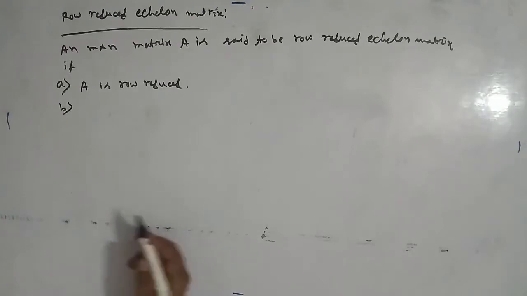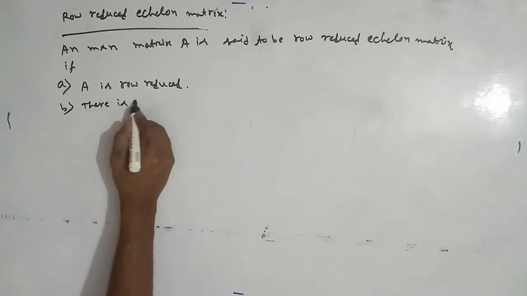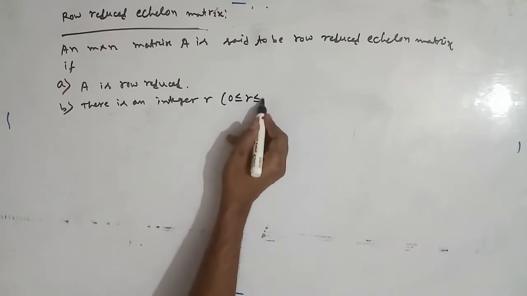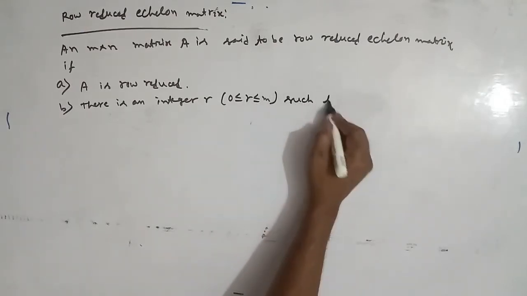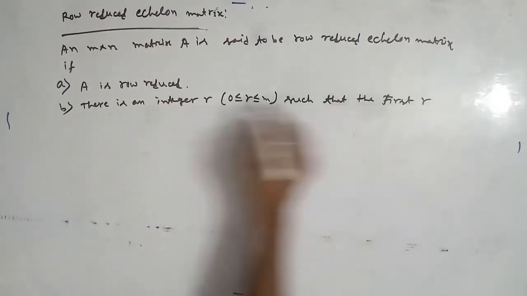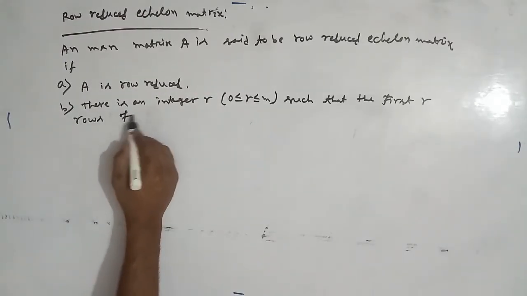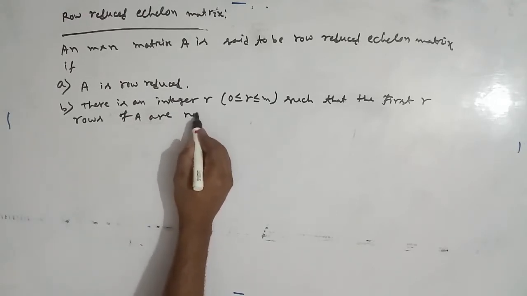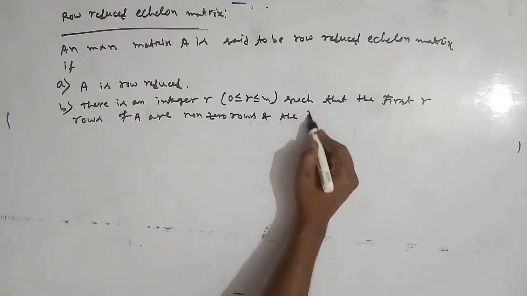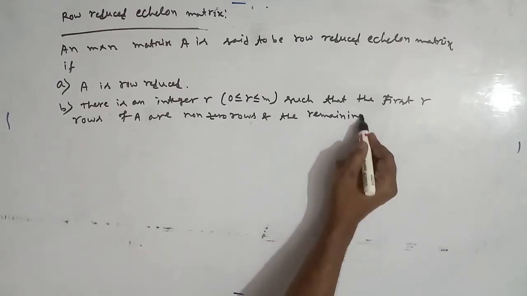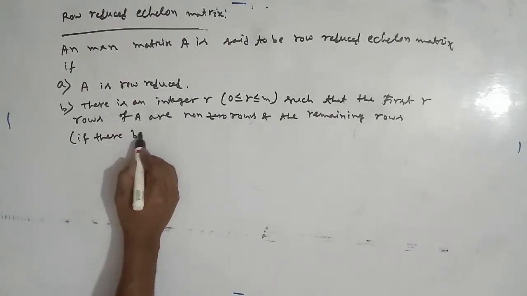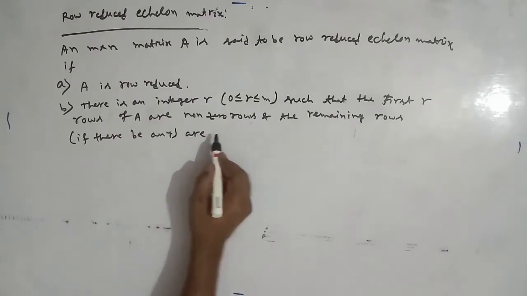Condition number 2: there is an integer r, where 0 is less than or equal to r, less than or equal to n, such that the first r rows of A are non-zero rows, and the remaining rows, if there be any, are all 0 rows.